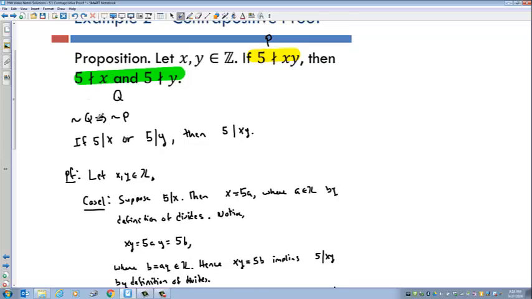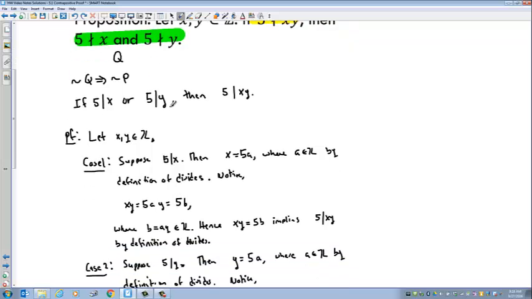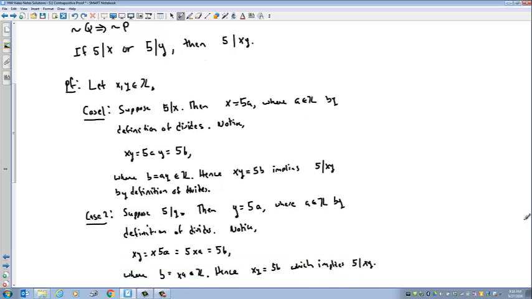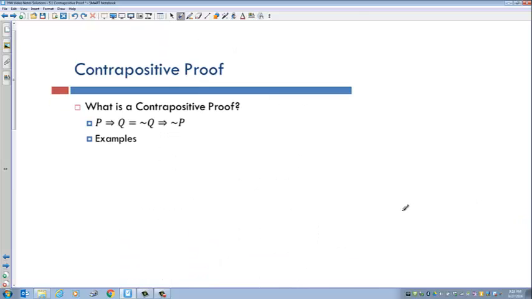And remember, now that we proved the contrapositive, we can get this one for free. P implies Q. So if 5 does not divide xy, then we know 5 can't divide x, and 5 can't divide y. And so that completes this video.